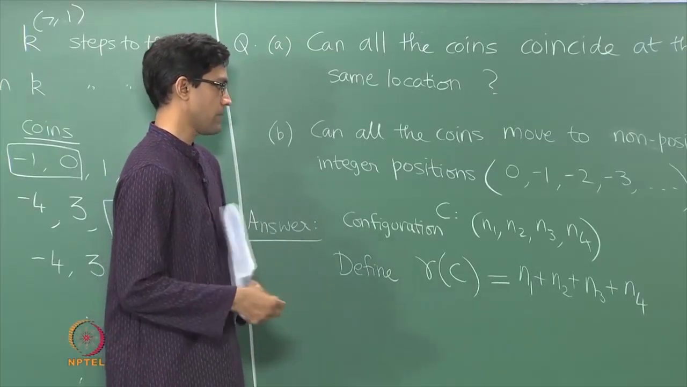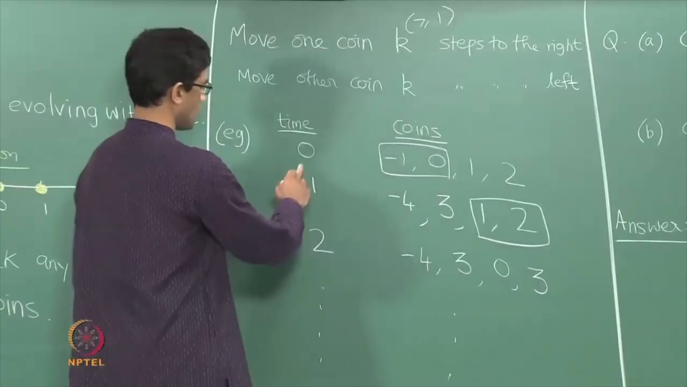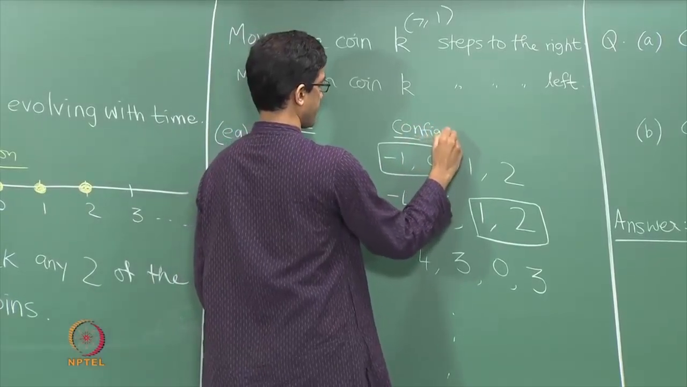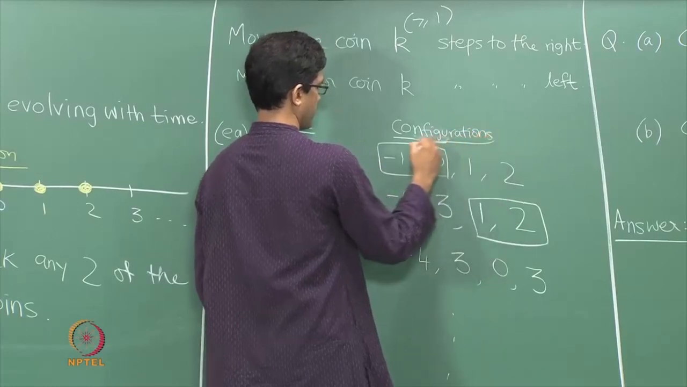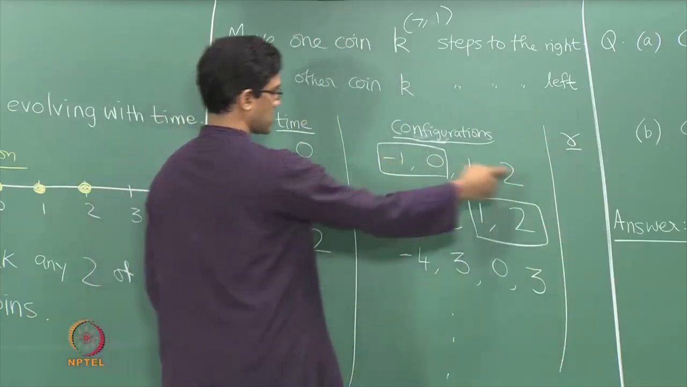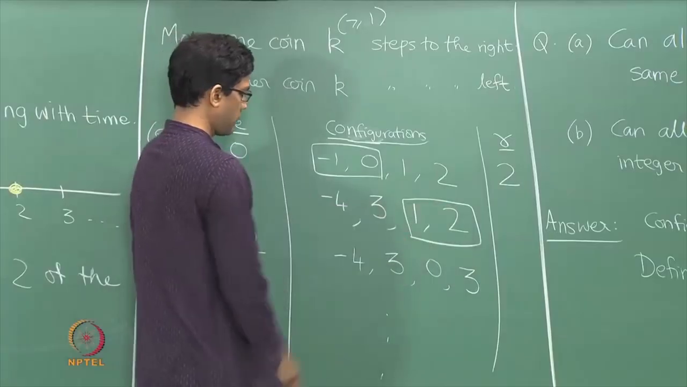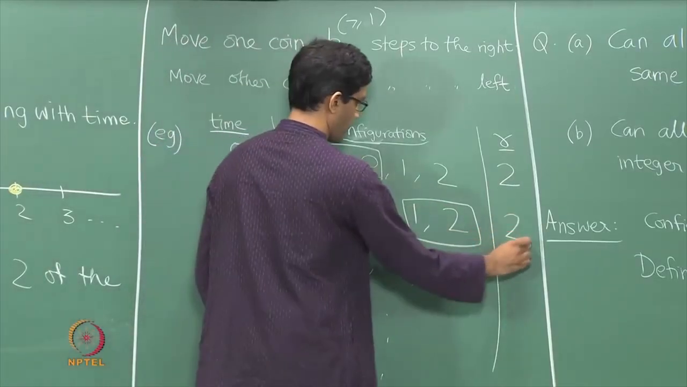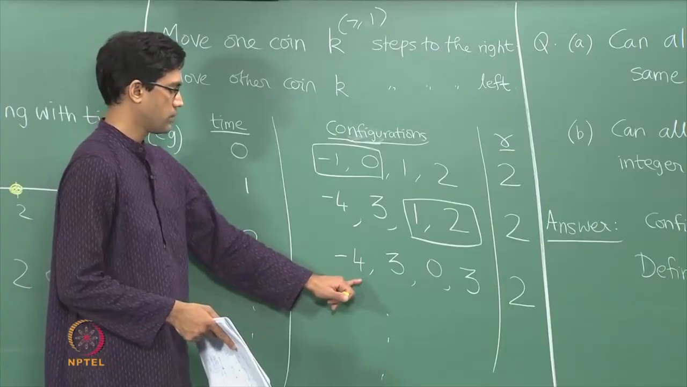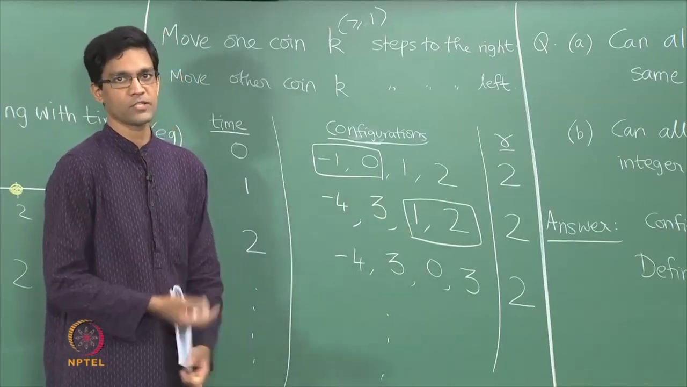Now, observe what happens as the configuration evolves. Let's come back here and write down these numbers. So here are my configurations, and let's compute the gamma function on each of them. The very first has 2 plus 1, 3, minus 1 is 2. The second here is 3 plus 3, 6, minus 4, which is 2 again. This is 6 minus 4, which is 2 again, and so on. So here's what you will observe: any configuration that you can obtain by applying the rules will always give you the same value of gamma. Gamma will always be 2.